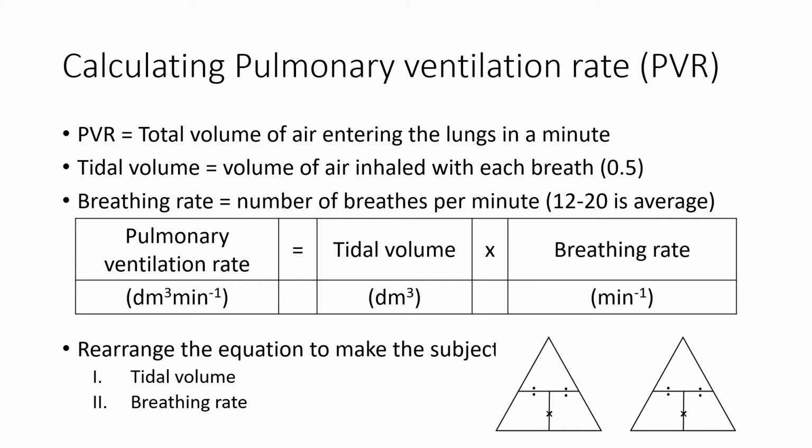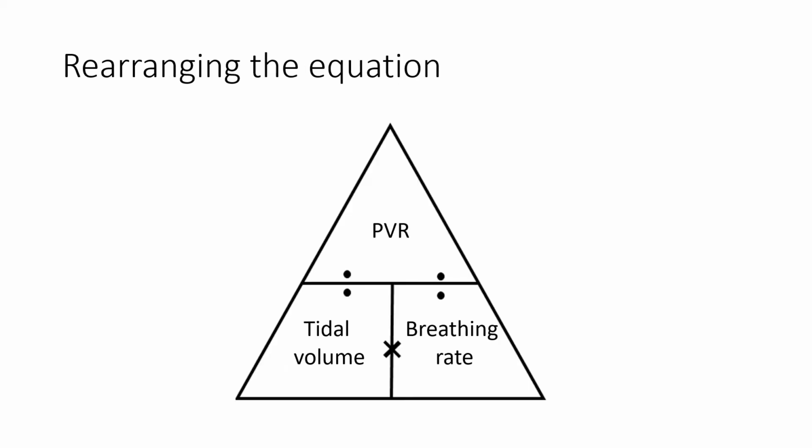If you have to rearrange the equation, which is not impossible, but unlikely, remember you can use what's called a smurf, which is the little triangles in the bottom right hand side. What you have is a multiplication sign. So if you've got two variables multiplied, they go on the bottom level. And when we've got division, it's the top line divided by the bottom line. So when you rearrange the equation, you get tidal volume and breathing rate at the bottom, PVR at the top. Tidal volume is PVR divided by breathing rate, and breathing rate is PVR divided by tidal volume, or as I say, PVR is tidal volume multiplied by the breathing rate.